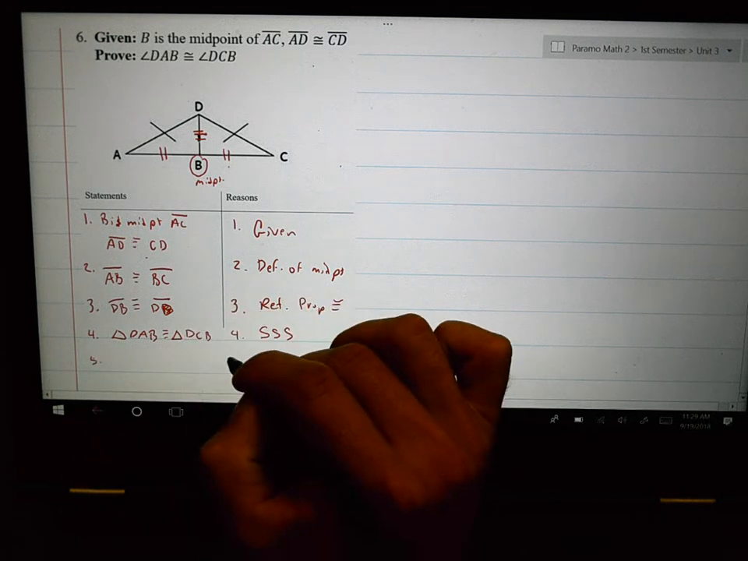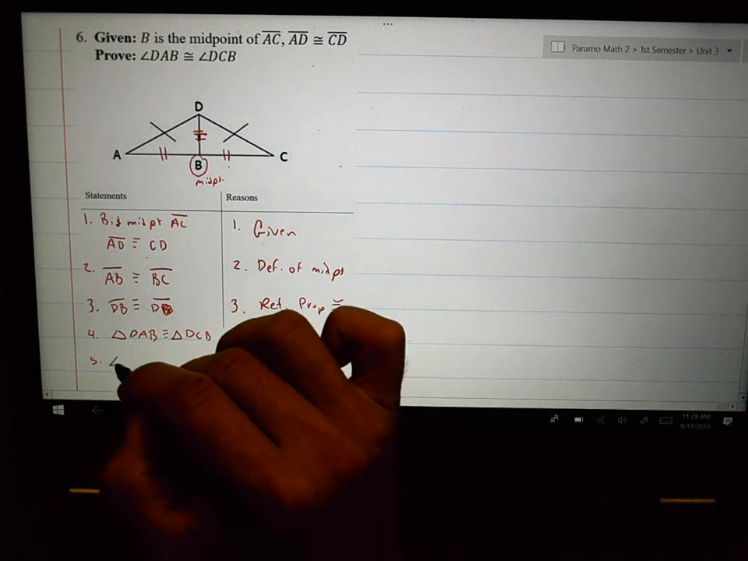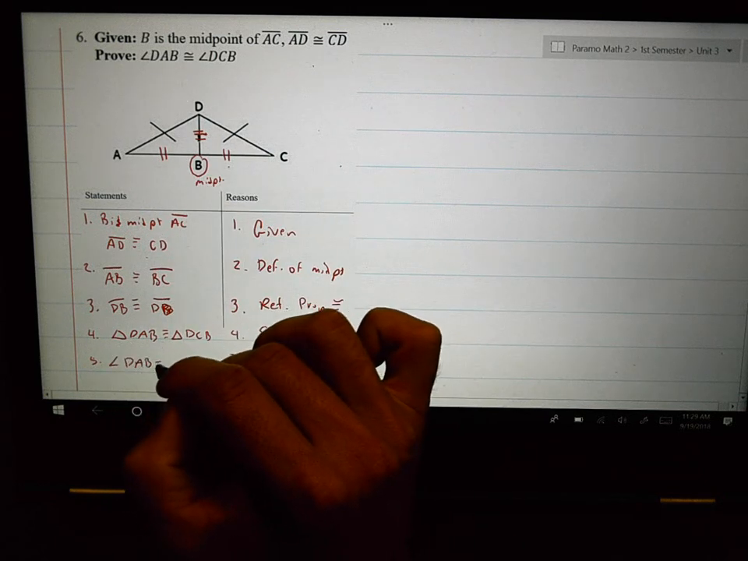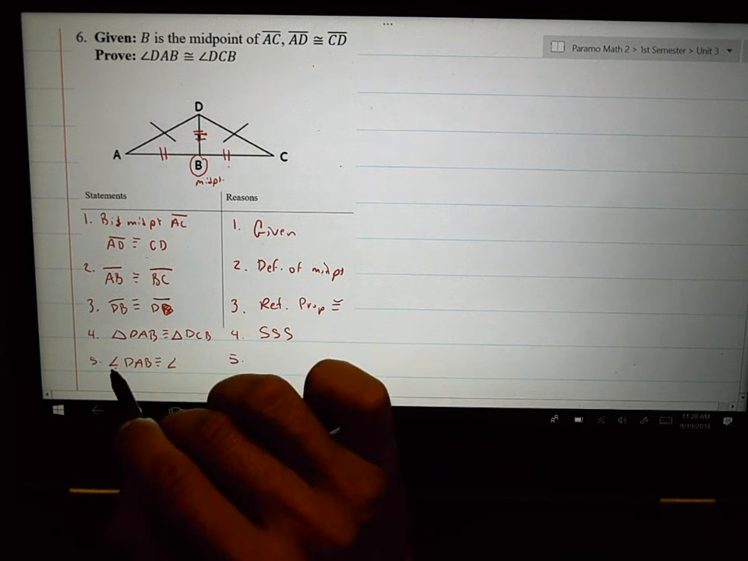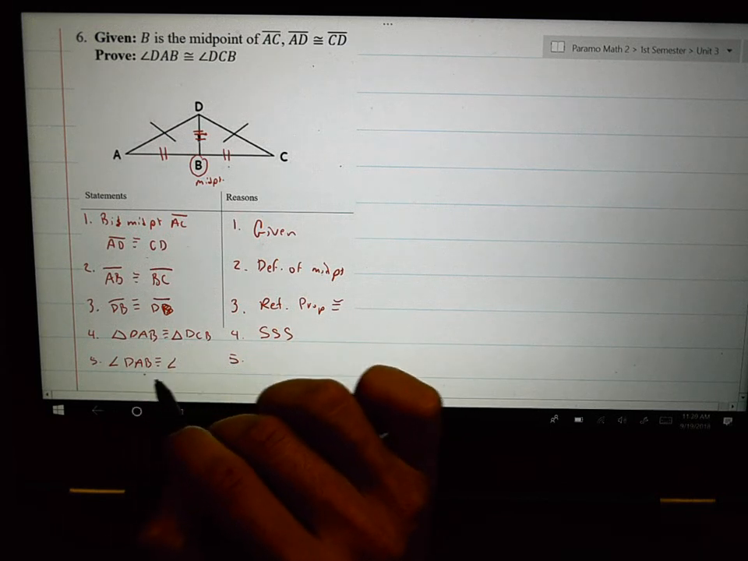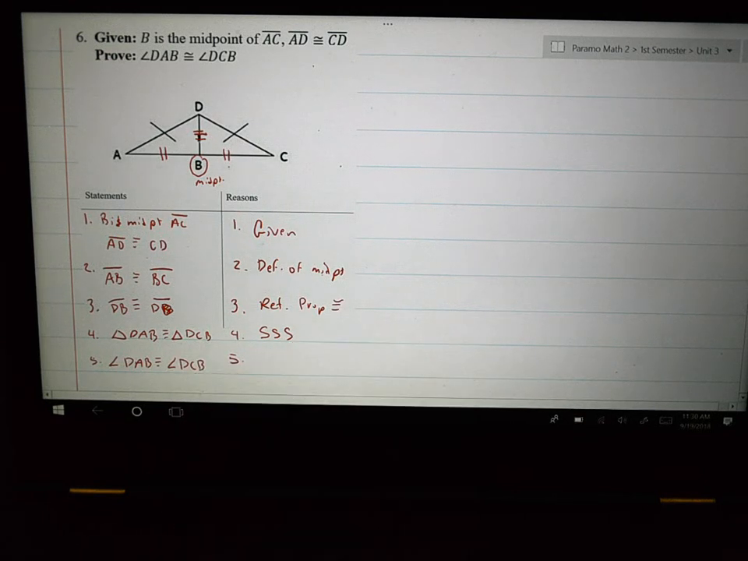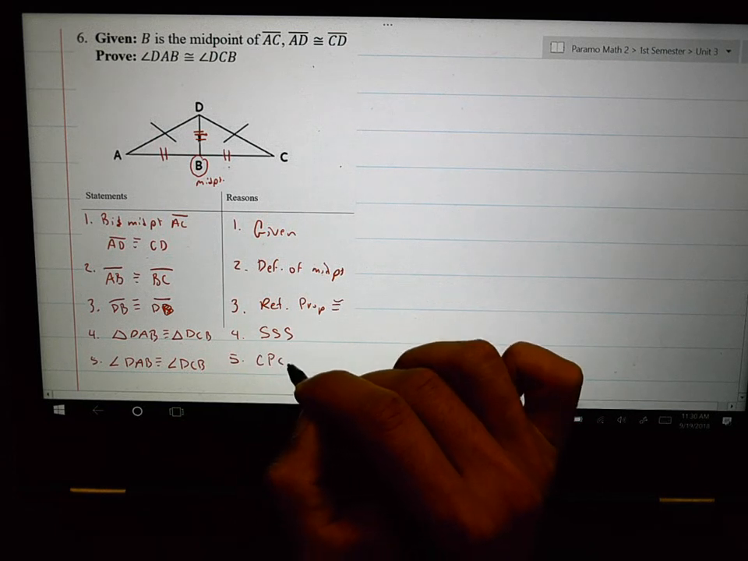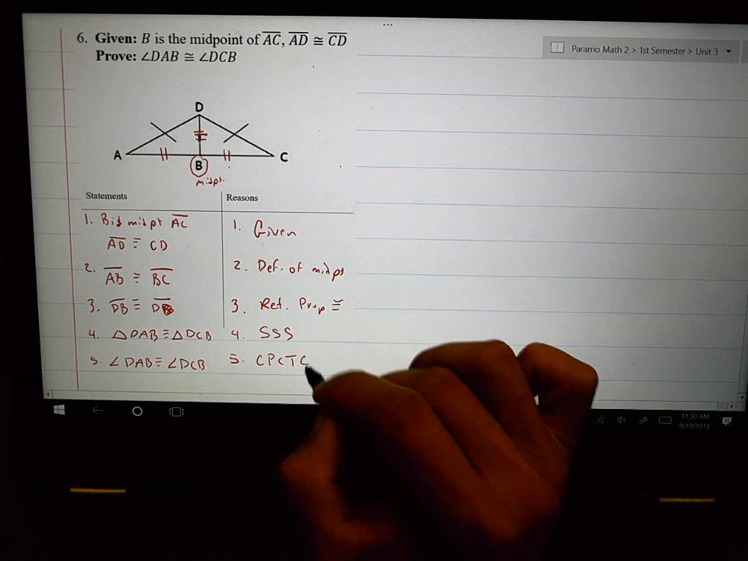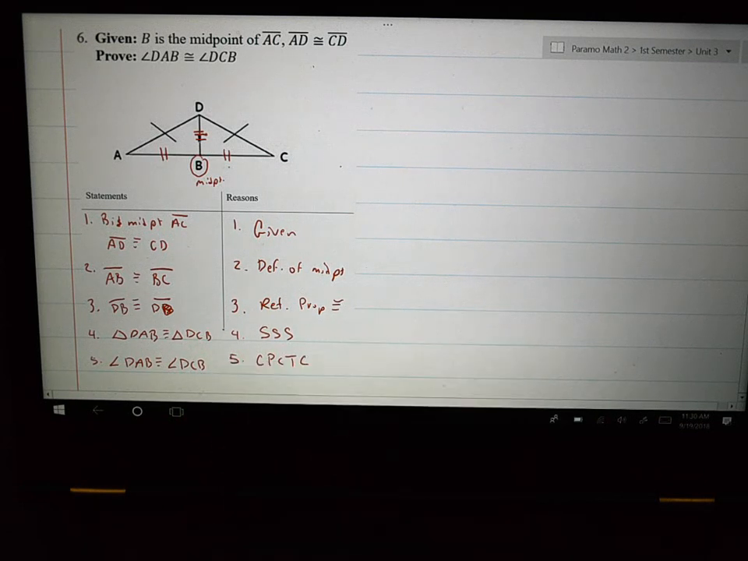And then the 5th step, the last step, I'm trying to prove that angle DAB is congruent to triangle, or I'm sorry, I said triangle, but I meant to say angle DAB is congruent to angle DCB. By the corresponding parts of congruent triangles are congruent. CPCTC. I'm going to end your notes right there.